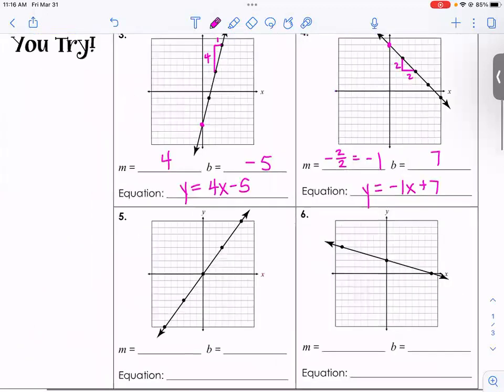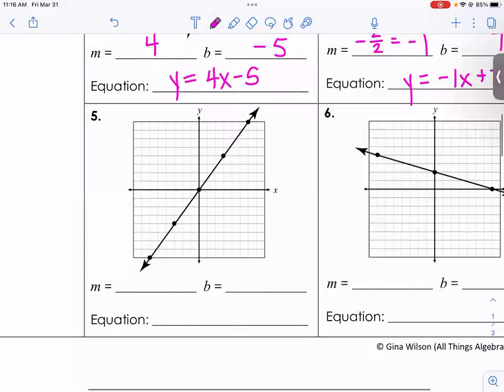Okay. Oh, Miss Holman, I found your ball. Yes. It's in there. Thank you.